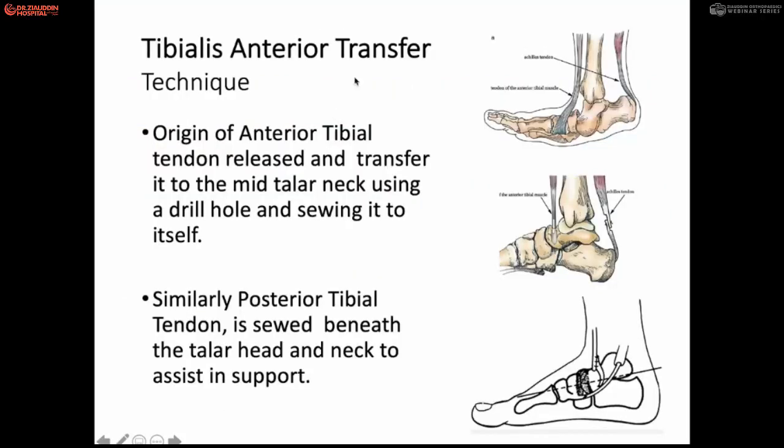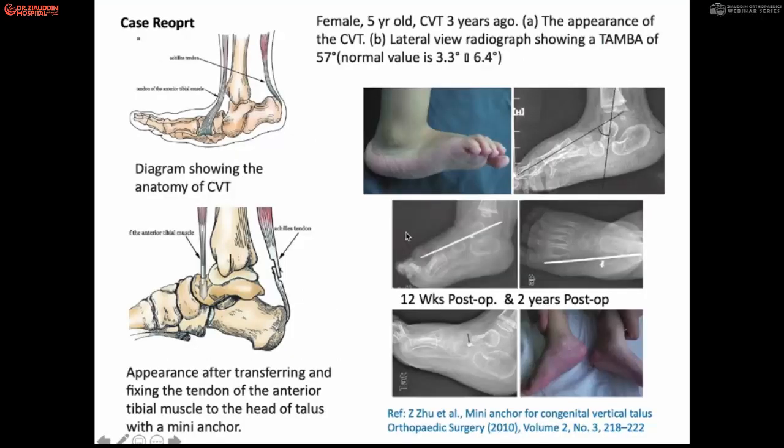And the tibialis anterior transfer, different technique here. The tibialis anterior is transferred through the talar neck, and then the tibialis posterior is attached on the inferior medial talar neck. So here is the example after these medial corrections and the tendo-Achilles lengthening and capsulotomy.